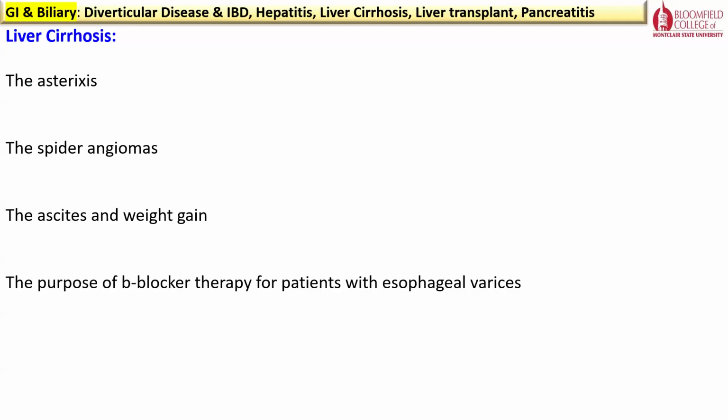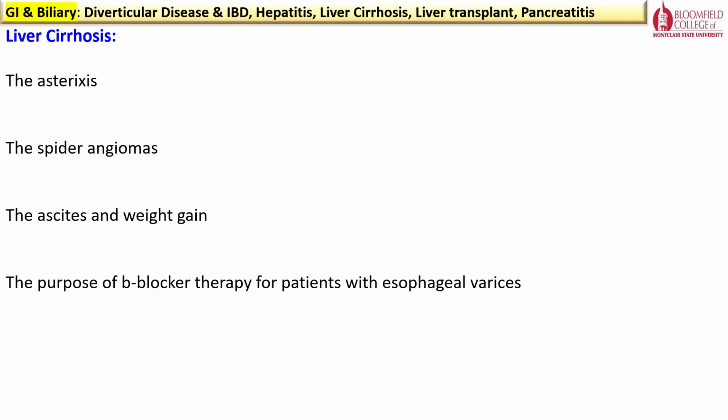The spider angiomas are the tiny blood vessels in the right upper quadrant of the abdomen, and they are due to the inability of the liver to metabolize some hormones like estrogen.